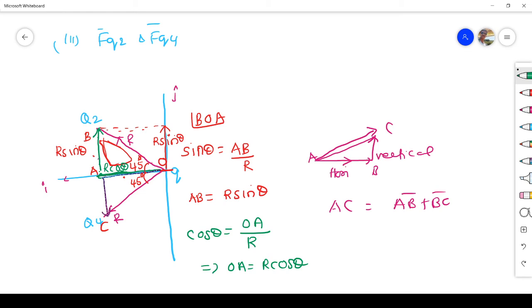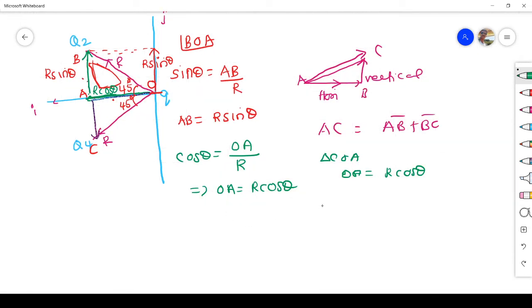So this length is R cos theta, which means if you take triangle COA, for this also the adjacent side is R cos theta because it is the same length. So adjacent OA is R cos theta. Right?